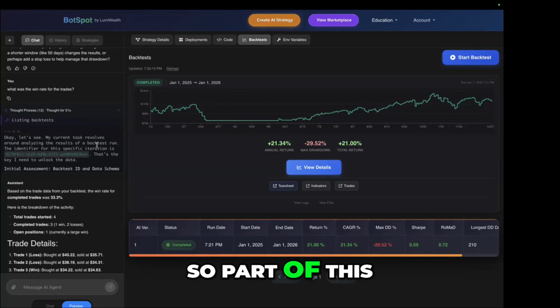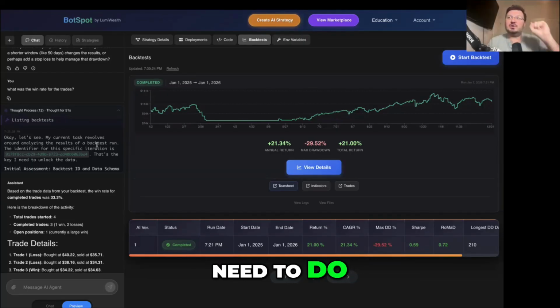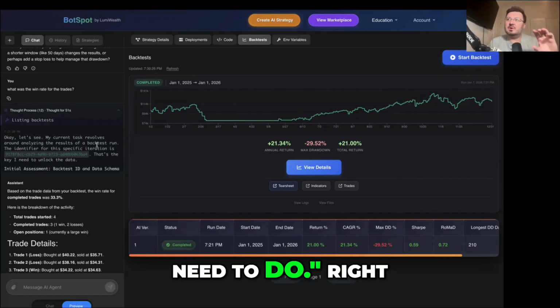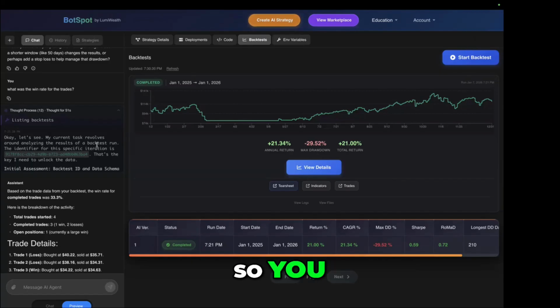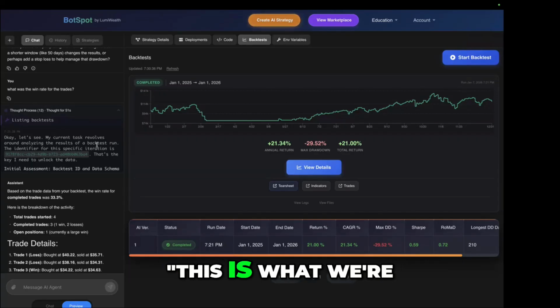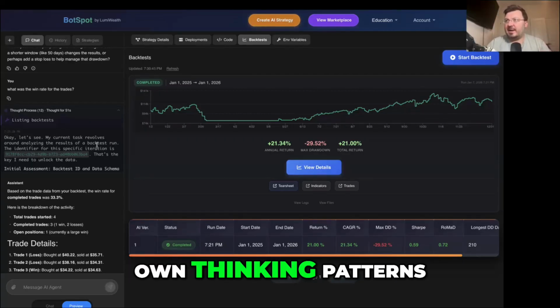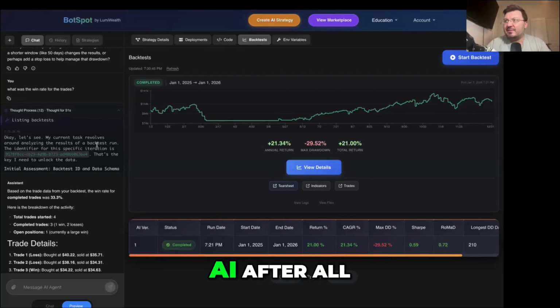So part of this is also it parroting that back and saying, okay, this is what I need to do. This is what I need to do. This is what I need to do. And it kind of has that built into it. Does that make sense? So you taught it what it needs to do, and now it's just reiterating to the end user, this is what we're doing. Somewhat. It also has its own thinking patterns, right? Because it is an AI after all.